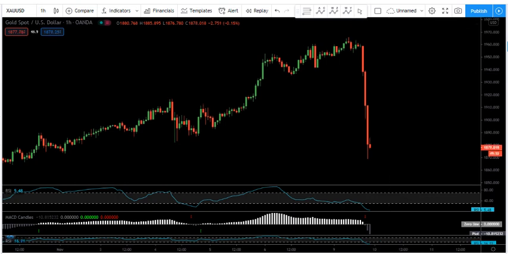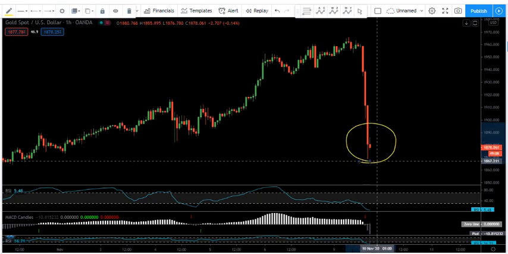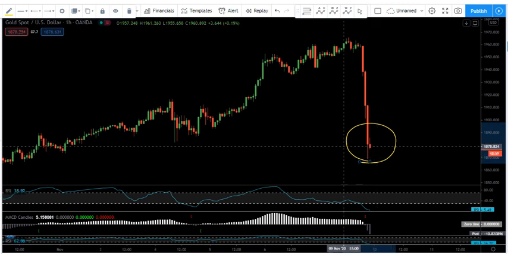Anyway, we just follow the chart and see how we can trade it. And right now, the only way is we wait and we get the correction. Anyway, we just follow the chart.